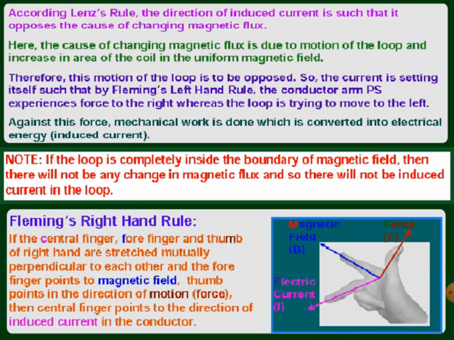Fleming's right hand rule, this one we already know and also learned in class 10. When you stretch the thumb, middle finger and index finger of the right hand mutually perpendicular to each other, your index finger represents the magnetic field, the middle finger represents the current, and the direction of the force experienced by the conductor is represented by your thumb. This is known as Fleming's right hand rule.